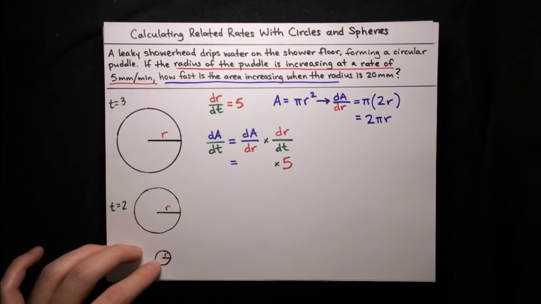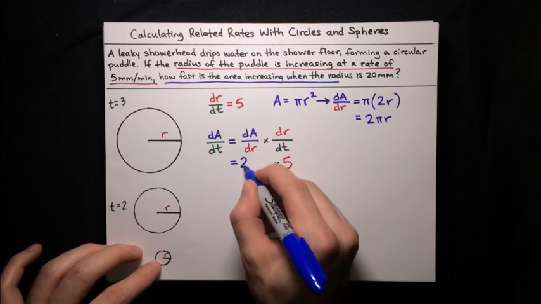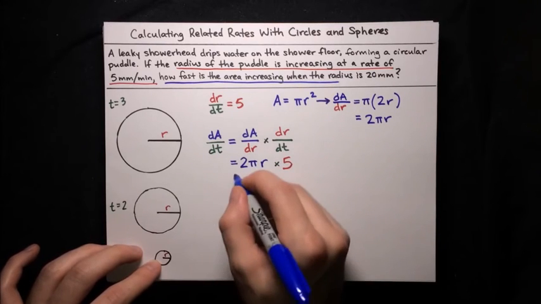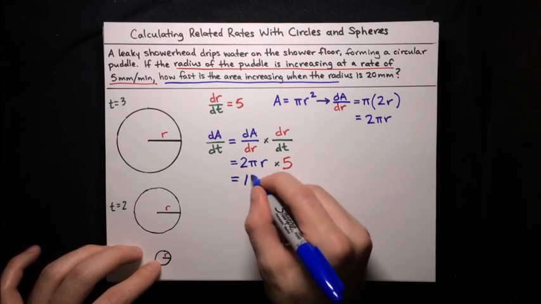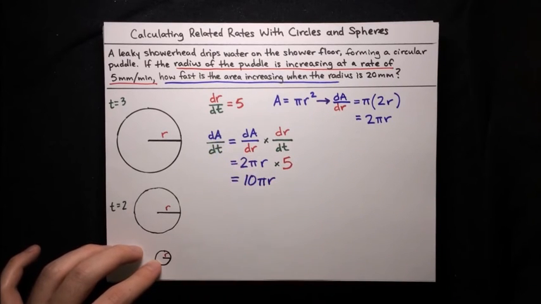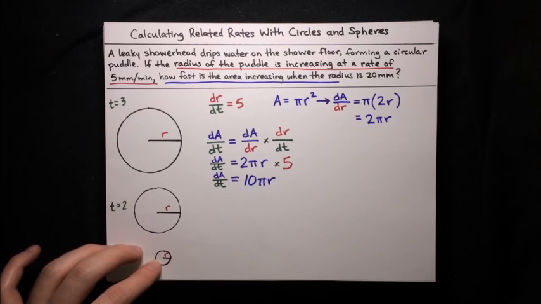So we'll go ahead and plug that in. dA/dr is just 2 pi r. So just write that in here for dA/dr, 2 pi r. And then multiplying this just comes out to 10 pi r. Let's go ahead and fill in our left side here. Okay, so that right there, that's the rate of change of the area with respect to time for any general radius when the radius has length r.